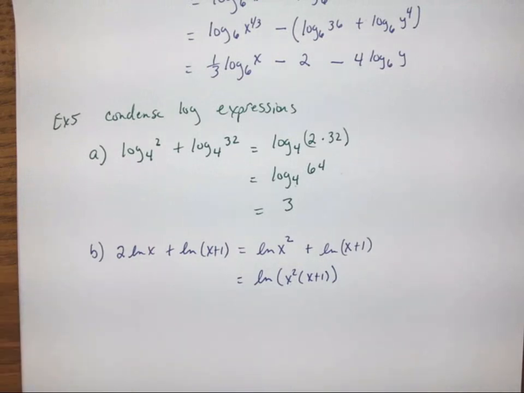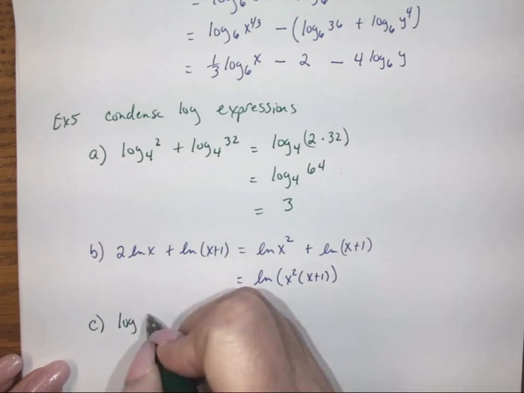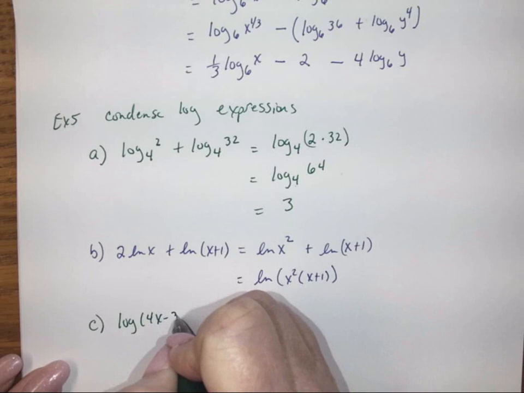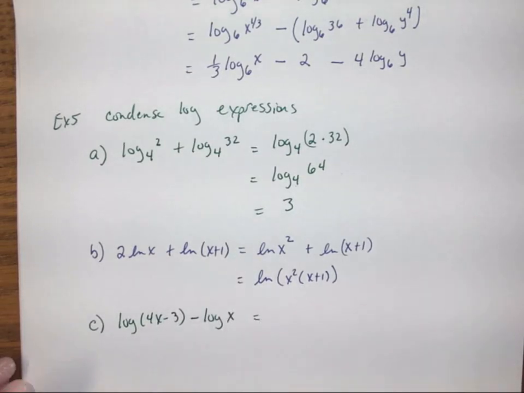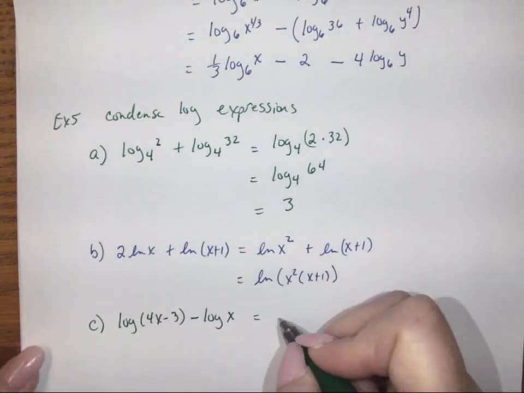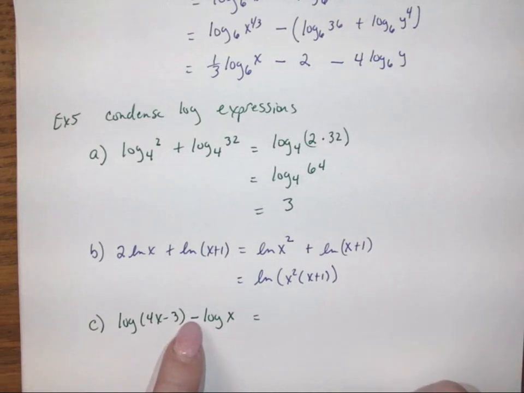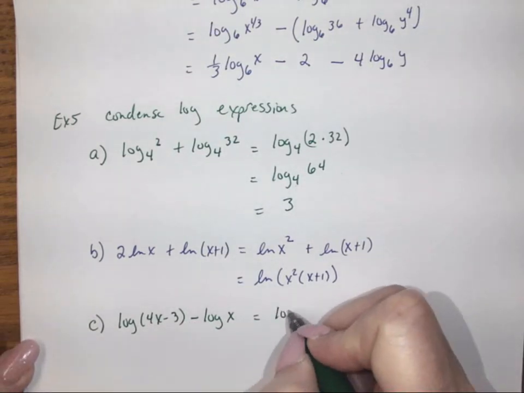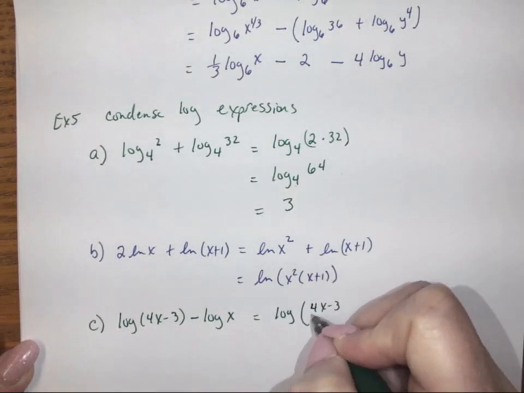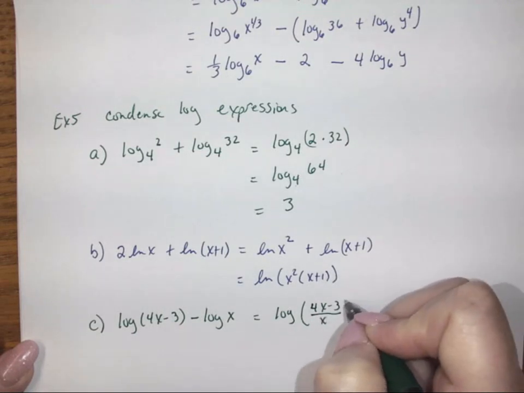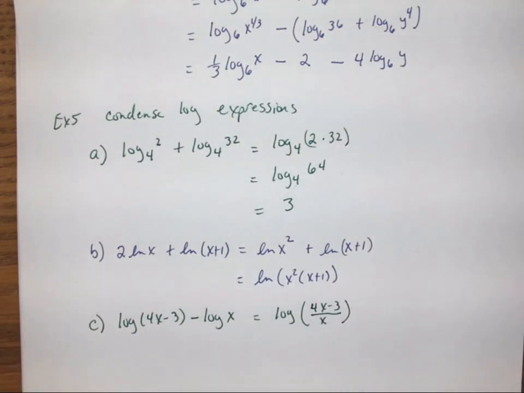Part C will be the log of 4x minus 3 minus the log of x. So this one we haven't written a base. We know that this is base 10. So this is subtraction, which means it will be division. So this will get us log of 4x minus 3 divided by x. And that's all you're going to do on that problem. That is completely condensed.